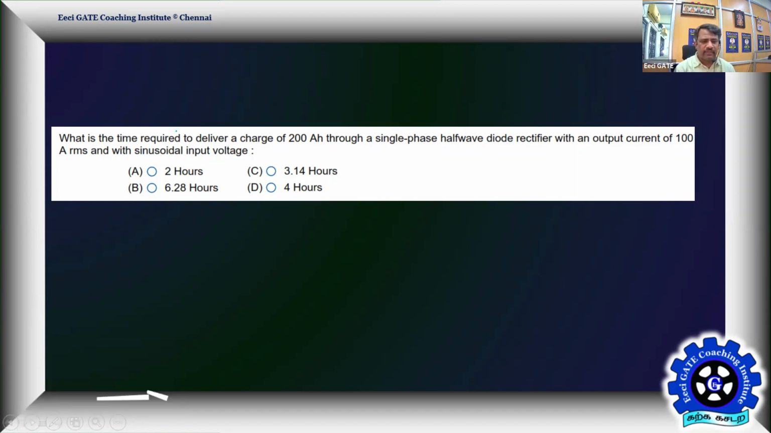So what is the time T needed to deliver a charge of 200 ampere hour? Okay, 200 ampere hour. Remember, 1 coulomb per second is nothing but 1 ampere. Therefore 1 coulomb is nothing but 1 ampere into second. So the current into time will automatically be a charge. Okay, so it's making sense.